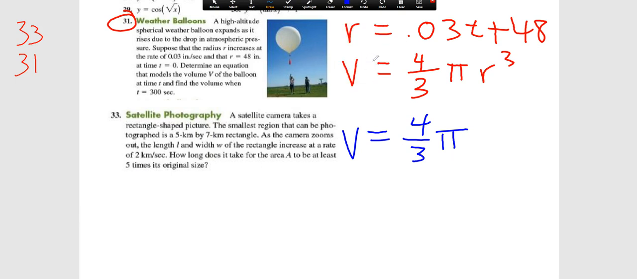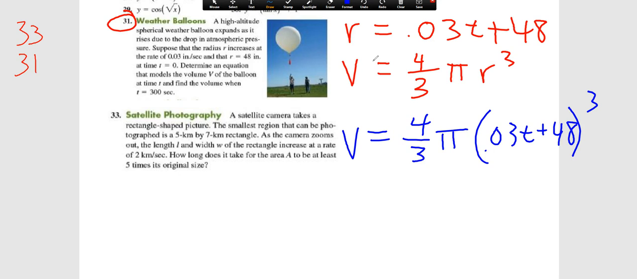All right, now we got our substitution to the third power, 0.03t plus 48. Do you think I want to take that binomial and raise it to the third power? Do you think I really feel like doing all that work? I don't think so. I think we'll just stop right there, because that would be a nasty, ugly mess to try to multiply all that out.